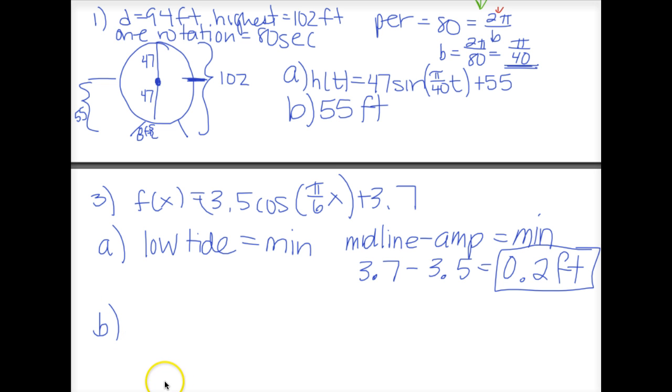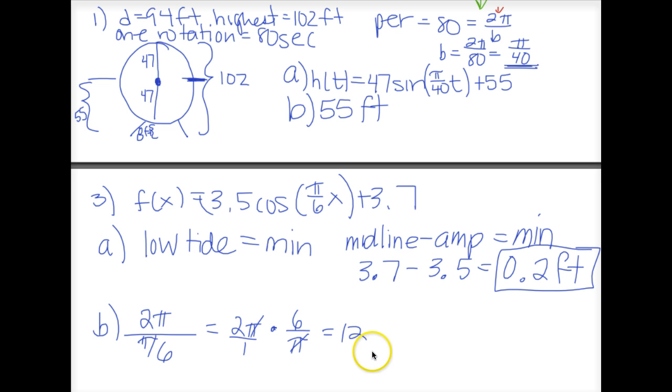And then B asked, what is the period of the function, and what does this tell you about the tides at this location? So this is a cosine curve, so 2 pi divided by B gives us the period. So 2 pi divided by pi over 6, which means 2 pi times 6 over pi. I'm going to go ahead and put this one with a 1 in the denominator to help see that the pi's cancel. So 2 times 6 then is 12. So the period is 12.